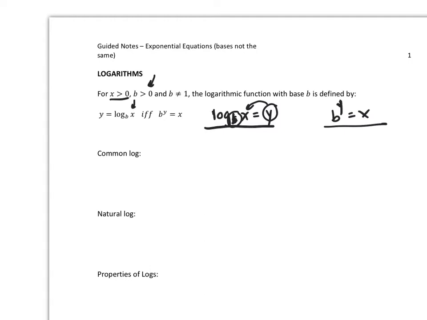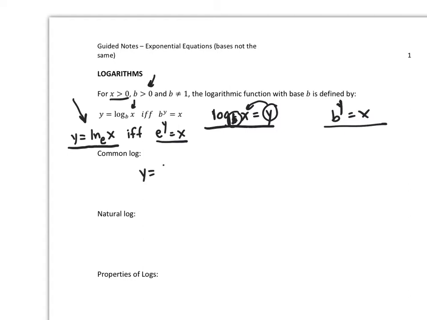Now we might have y equals ln of x. I'm going to define both of these in just a minute. Ln, the base is always e. And we'll talk about e some more later on as well. So if I rewrote this in exponential form, y equals ln x if and only if e to the y equals x. I believe the majority of your classes will use ln, the natural log.